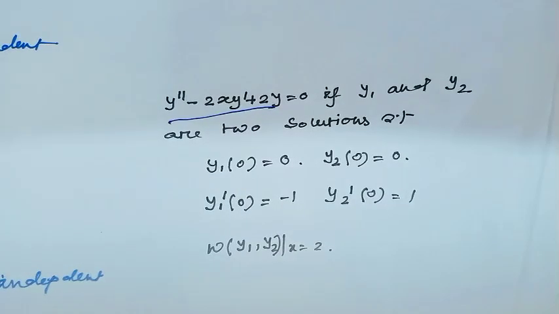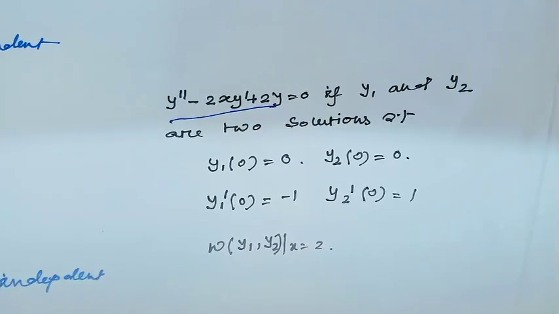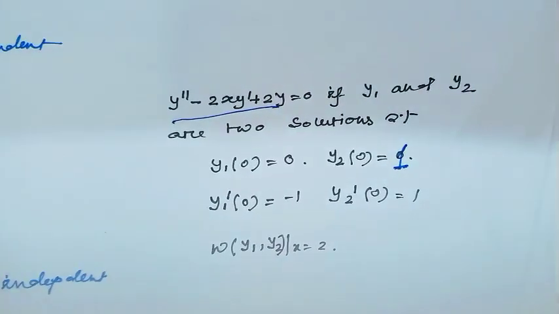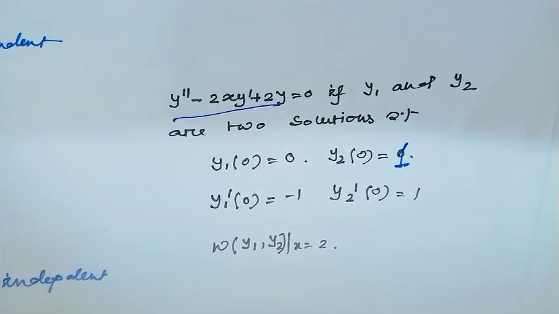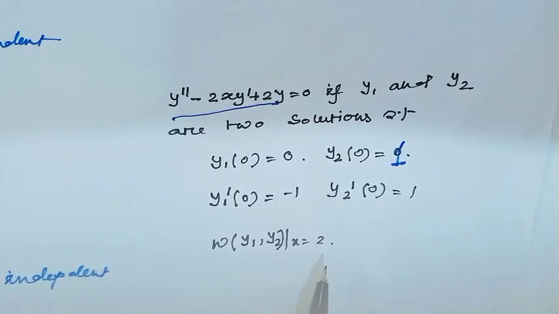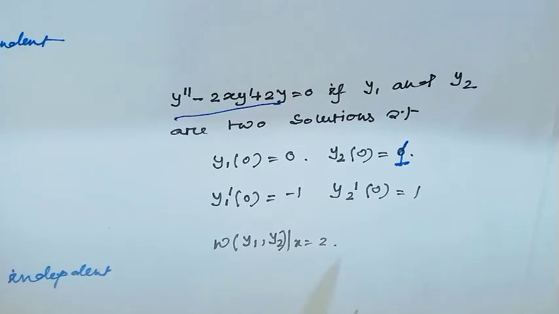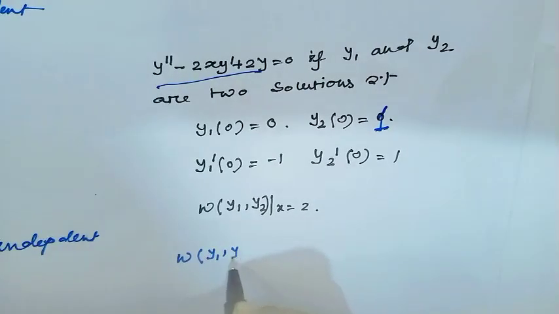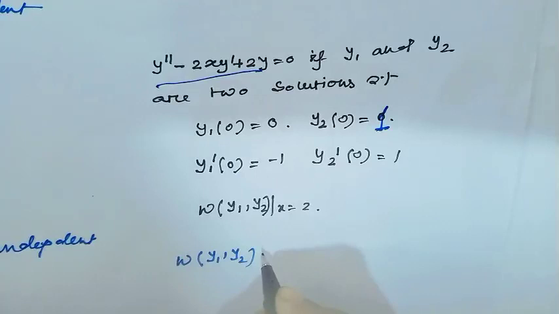And if y1 and y2 are two solutions such that y1(0) equal to 0, y2(0) equal to 1, y1 prime(0) equal to minus 1 and y2 prime(0) equal to plus 1, here we have to find the Wronskian of y1, y2 at the point x equal to 2. For this, the Wronskian of y1, y2 is given at the point x equal to 0.